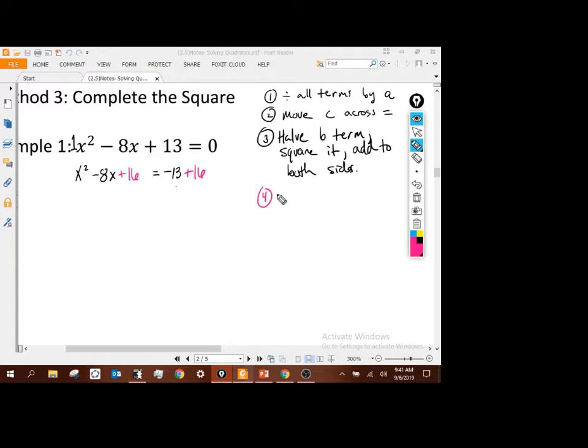the left-hand side rewrites as a binomial squared. Terminology-wise, we call that a perfect trinomial. And by definition, a perfect trinomial is any trinomial that can be rewritten as a binomial squared. So this thing here is going to be rewritten like this. Now, the sign that goes in here will always be that sign right there. So in that case, it's minus. Does anybody know what goes here?